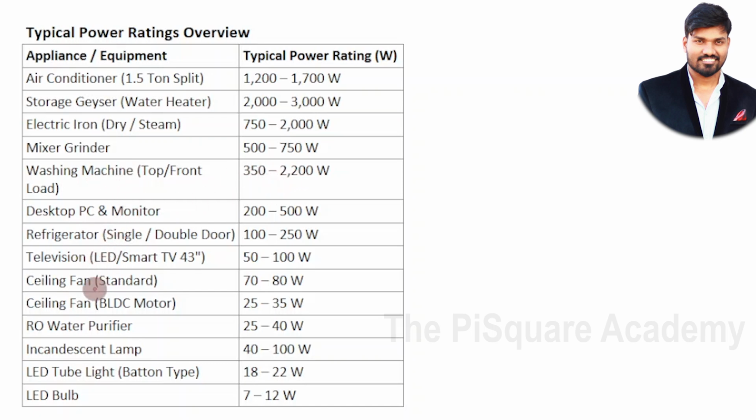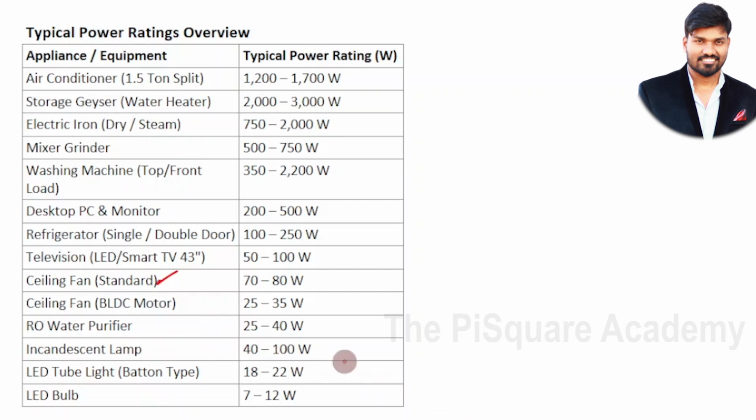Likewise, different equipment. A regular ceiling fan is 70 to 80 watts, but BLDC remote fans are coming nowadays. They're 25 to 35 watts, which is half of the regular standard consumption. This BLDC is more efficient. Then your water purifier, incandescent bulb, batten type light, or simple LED bulb, a 9 watt LED bulb, or 20 watts, 30 watts, different power ratings. These are the power ratings of different electrical equipment that we normally use.